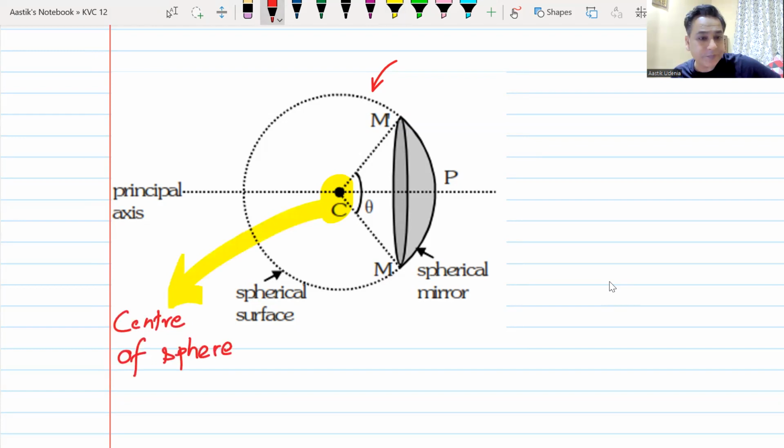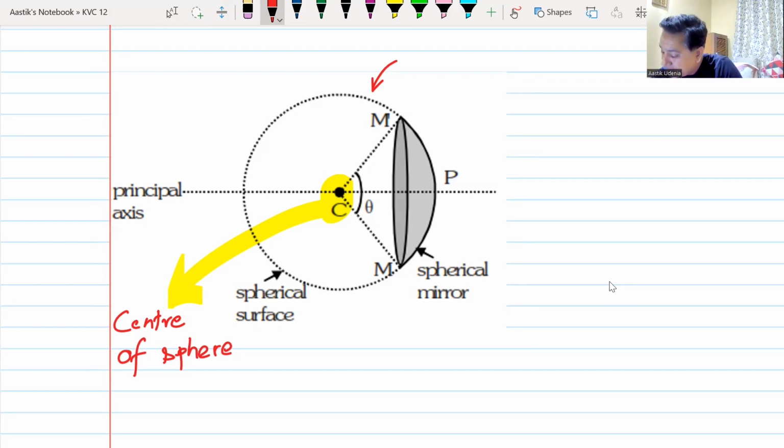and for a mirror, it is known as the center of curvature. For the mirror, it will be known as center of curvature. Do we understand this? Yes or no? You can't raise hands because I can't see you. So, the center of the sphere.